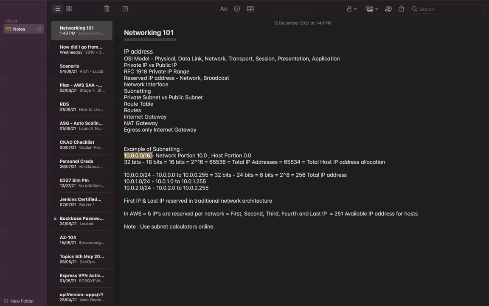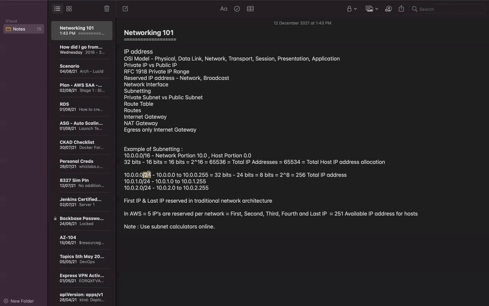the number of IP addresses that they reserve is 5. So the first IP is reserved for the network, the second for the router, the third one for the DHCP server, the fourth one is just reserved, and the last one is for broadcast. So on the whole, out of 256 in a particular /24 subnetwork, you can only have 251 that you can allocate for your hosts, because 5 IPs are reserved by AWS. But in traditional networking architecture, the first IP and the last IP are reserved. In AWS, 5 IP addresses are reserved.